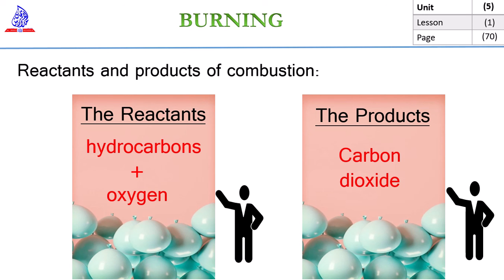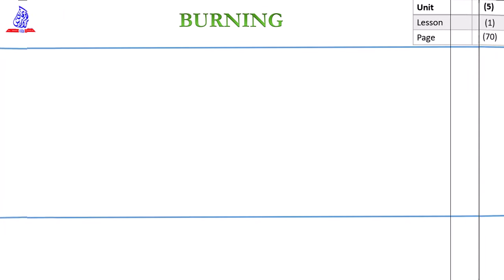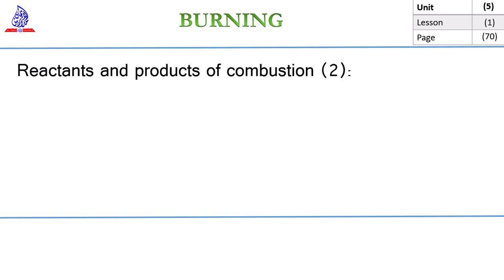What is the product of this reaction? Carbon dioxide. Carbon dioxide is the main product of these reactions. There is also a secondary product, water, which is not mentioned at this level. Look at this equation. Example number 1: carbon combined with oxygen forms carbon dioxide. But look at example 2.